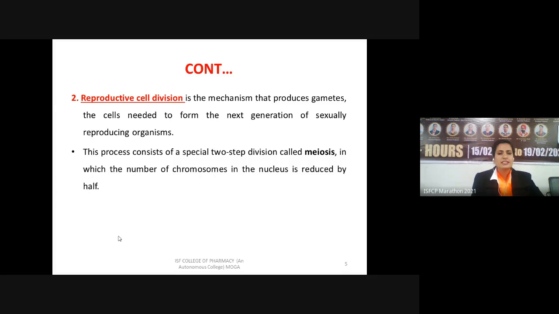Next is reproductive cell division. So what is reproductive cell division? In this type, gametes are produced. As we already discussed, gametes are the reproductive cells, also known as sex cells. These are needed to form the next generation of sexually reproducing organisms. Unlike mitosis, reproductive cell division consists of two steps, whereas in mitosis it is a single step process. This two-step division is known as meiosis, in which the number of chromosomes in the nucleus is reduced by half.